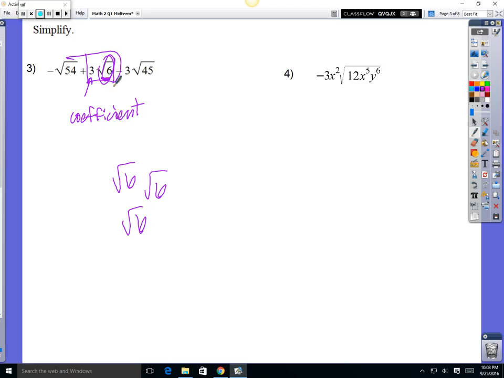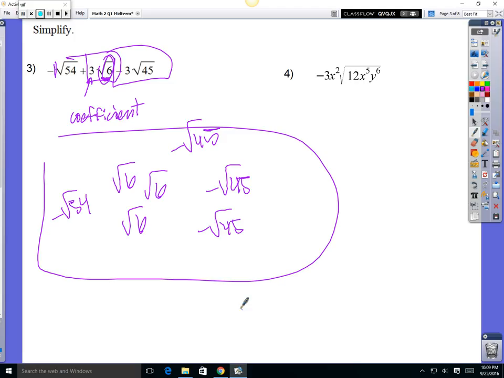The next one says you got 3 negatives of the square root of 45. So I got negative square root of 45, negative square root of 45, negative square root of 45. And if there's no number, it's 1. So I got 1 negative of the square root of 54. Okay, this is what you got: square roots of 6, square roots of 45, square roots of 54. They are measuring totally different things. They are different units, so you cannot add them, because they are not like units. You can only add like terms, like units.